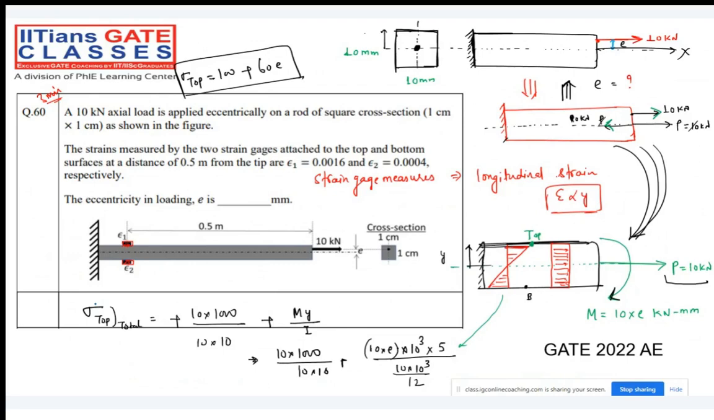Correct. That is correct. Because of the normal stress, it will be tensile. But because of the bending, it will be compressive. So the result will be plus as well as minus. Right? Let's see. Let me write that. Then we can make a note of it.